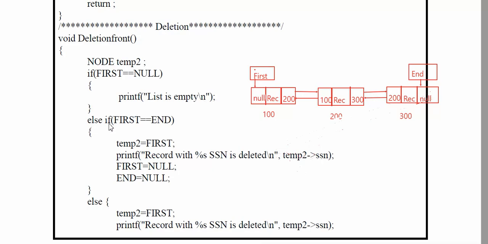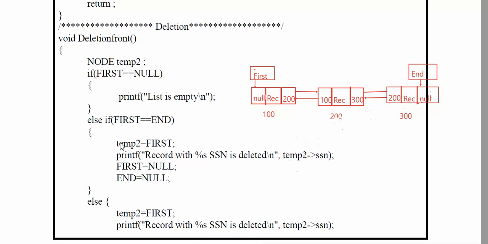If it is not so, if first is equal to end, that means we have only one node available. So that node will be taken as the first temp node.